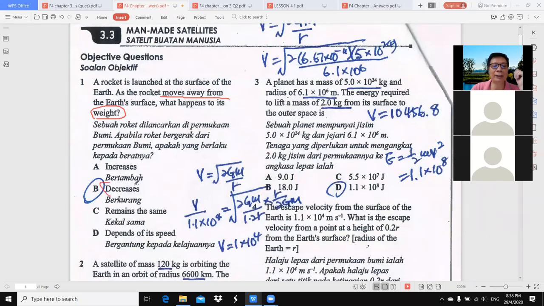Why does the weight decrease the higher you go? Why is the answer decreases, right? Why? Justin, why does the weight decrease when the rocket goes away from the Earth's surface? The gravity is weaker. Yeah, because the gravity becomes smaller. When the gravity becomes smaller, the weight will become smaller. This question no issue. Okay, question number two.